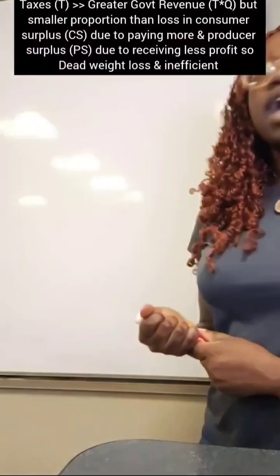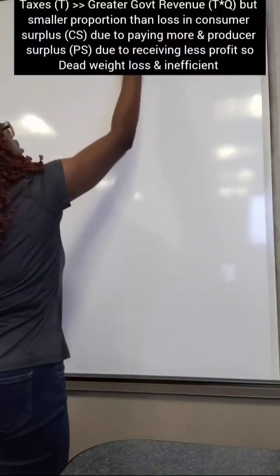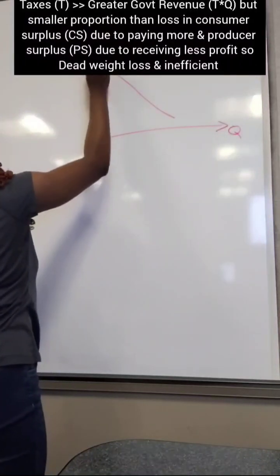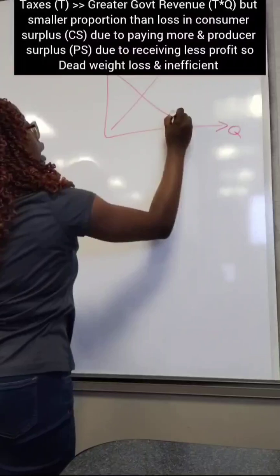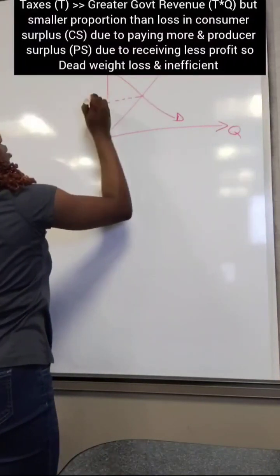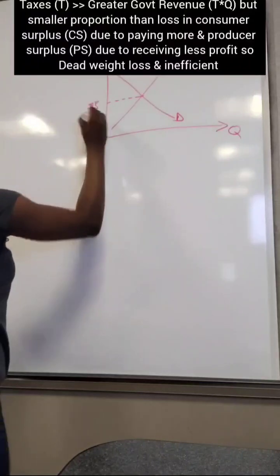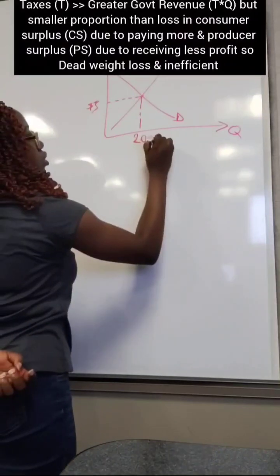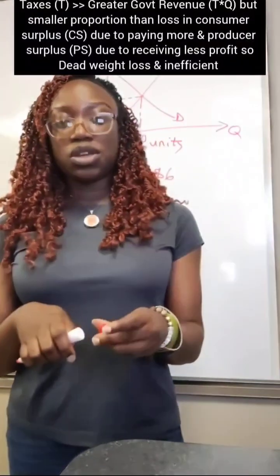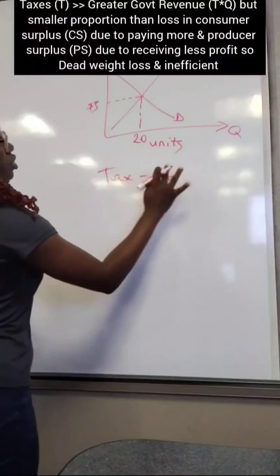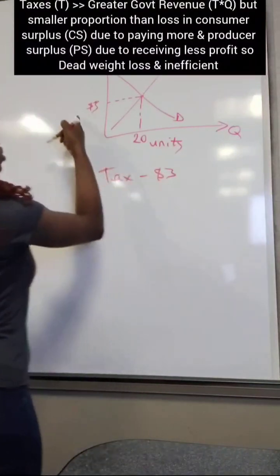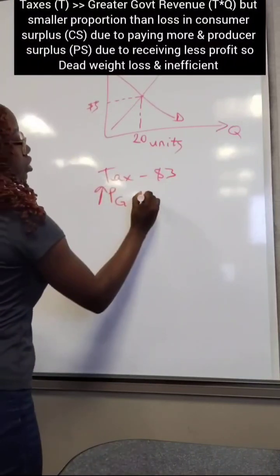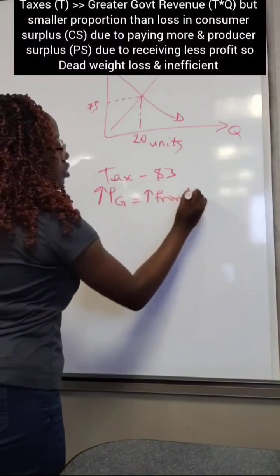So let's talk about your quantity and your price, and you have your demand curve and your supply curve. Let's say the market price initially was $3, and at $3 you had 20 units of a good being demanded, right? Okay, and assuming now the government decides to impose a tax of $3, that is going to increase the price of the good from $3 to $6, okay.